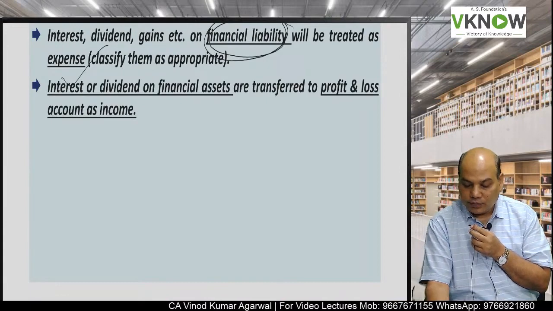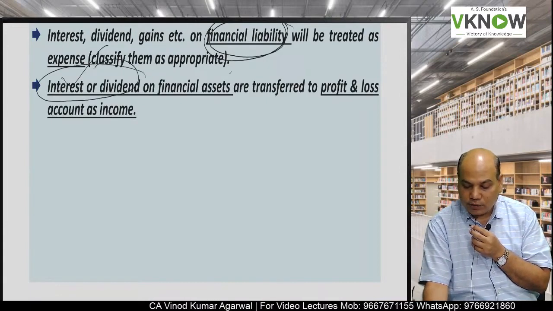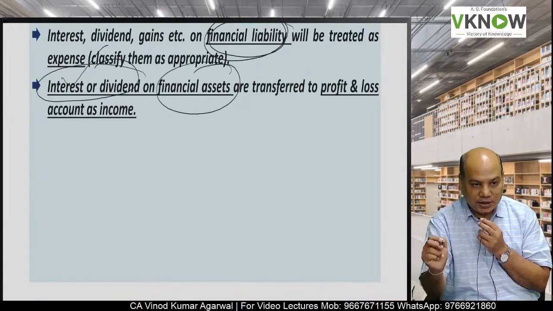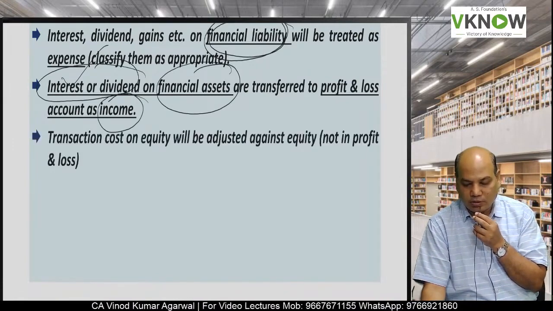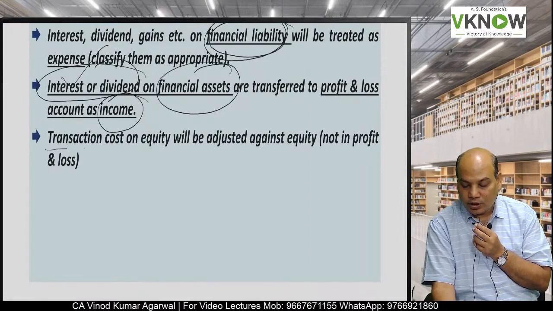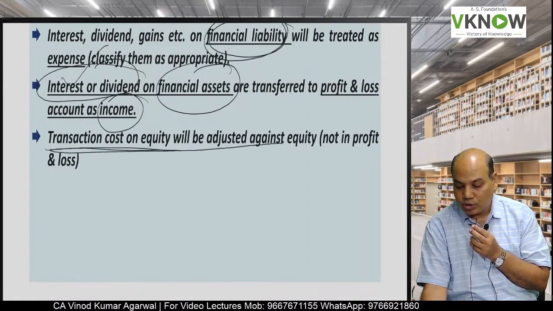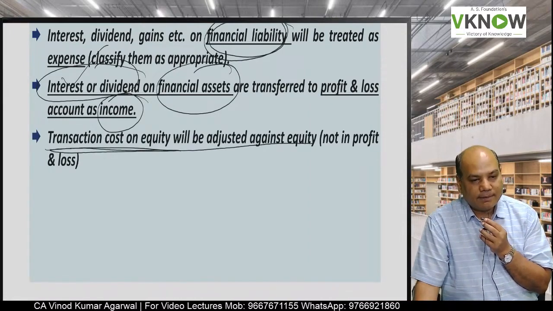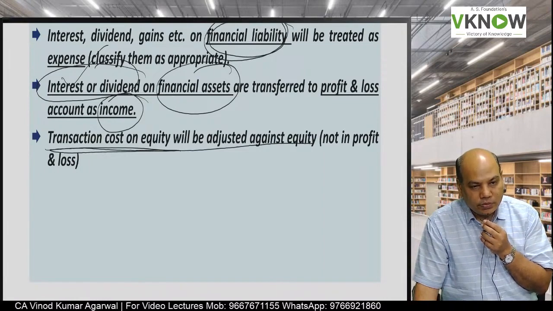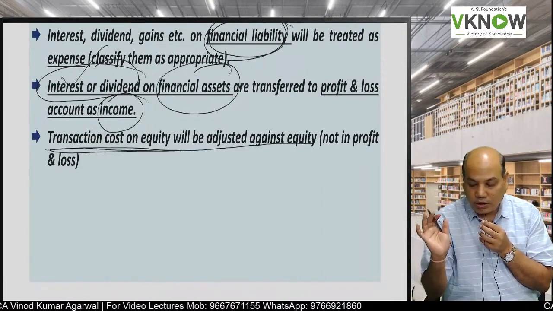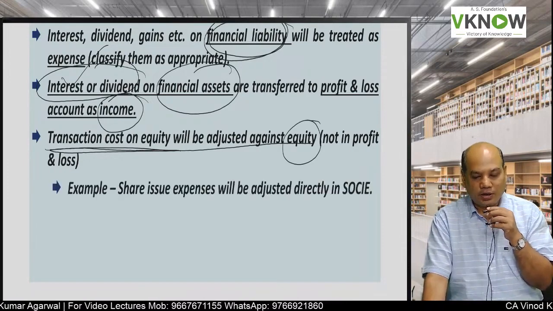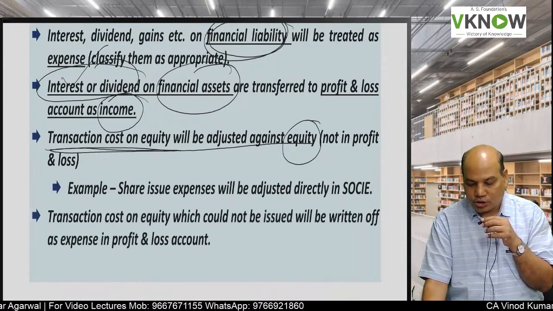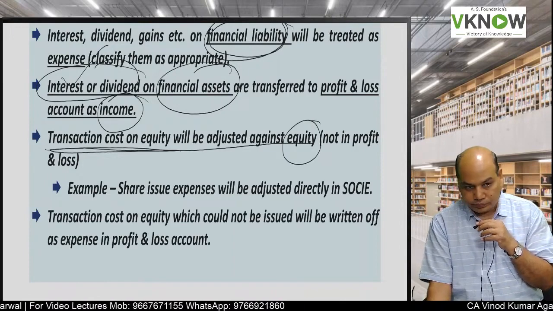If the dividend or interest is received on a financial asset, it will be treated as income in the P&L account. If any transaction cost on equity is incurred, like issue expense, then it will not be recognized in the P&L account. It will be adjusted directly in equity. For example, share issue expenses.